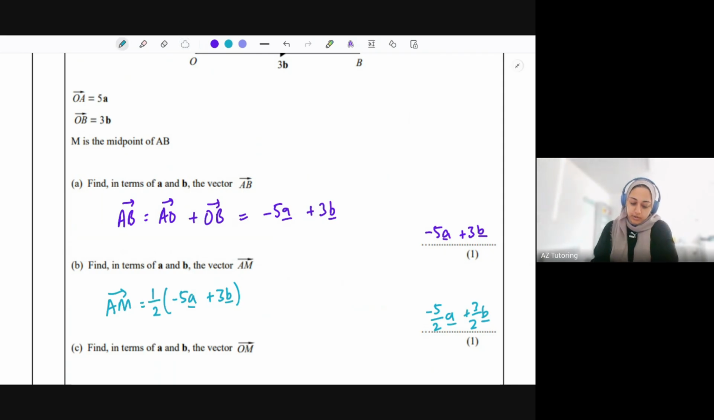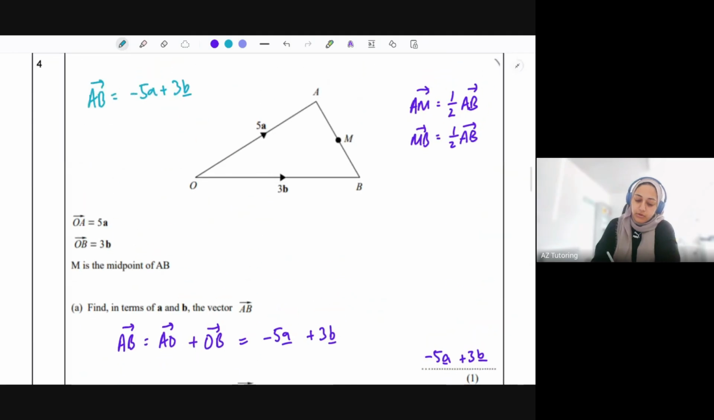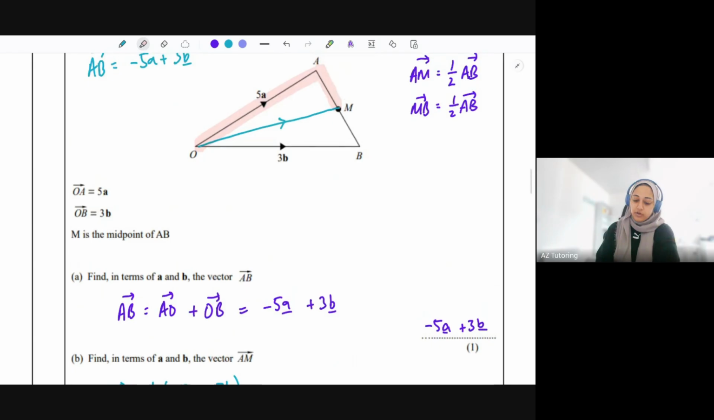Awesome. And finally, for part C, find in terms of A and B the vector OM. Okay, so O to M is this line here, and we don't know that vector, so we're going to have to take a different path. Doesn't matter which path you choose. I could choose OA, AM, or I could choose OB and then BM. I'll still get the same answer, but since we've already worked out AM, it's worth choosing this path here so we can use our answer from before.